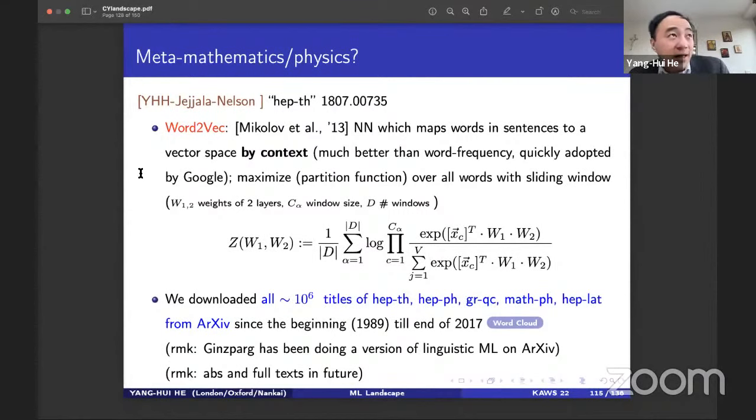And then just like that paper with material science, I think it's not inconceivable that we may predict what the next breakthrough in string theory might be. So that's just from syntax. I think that's doable.